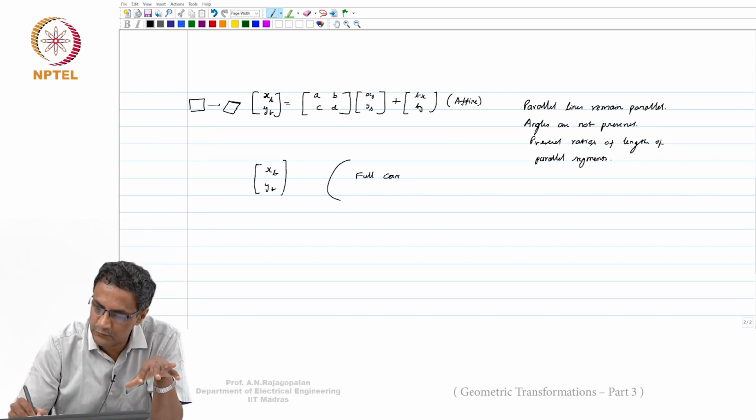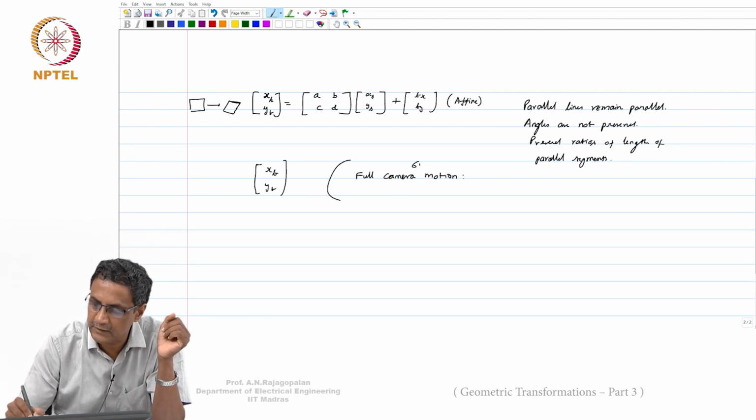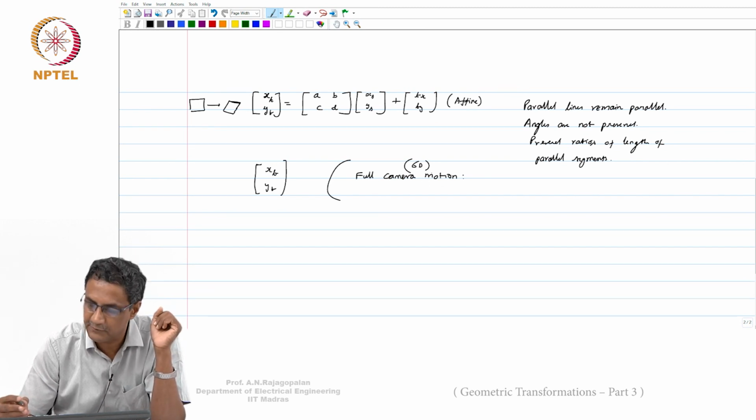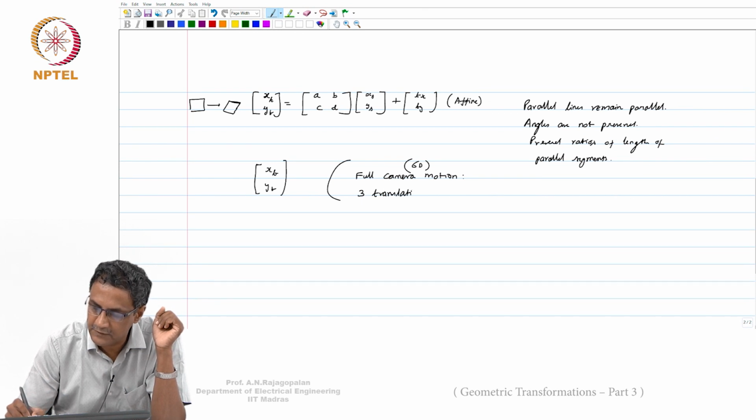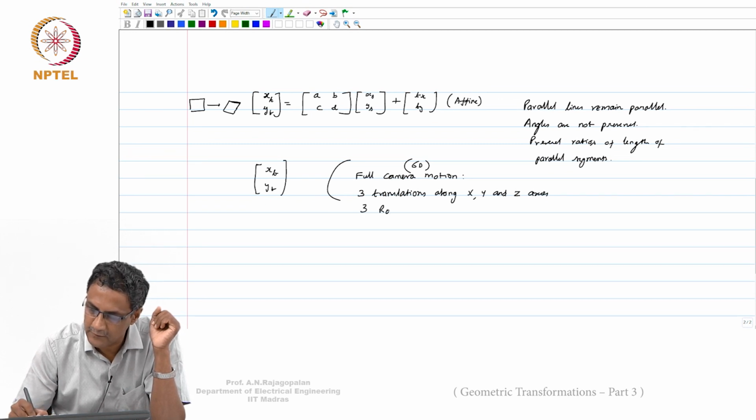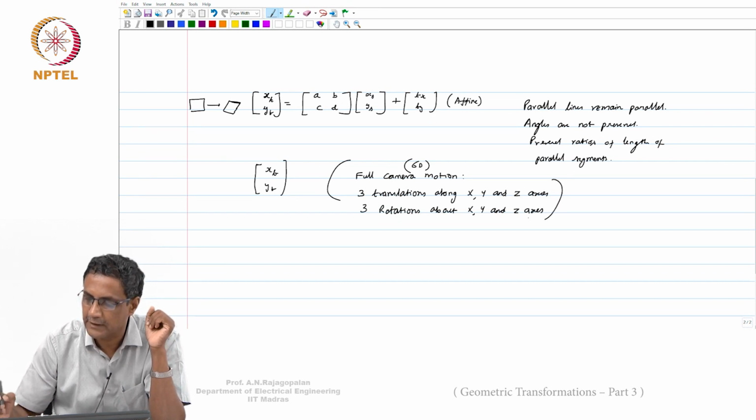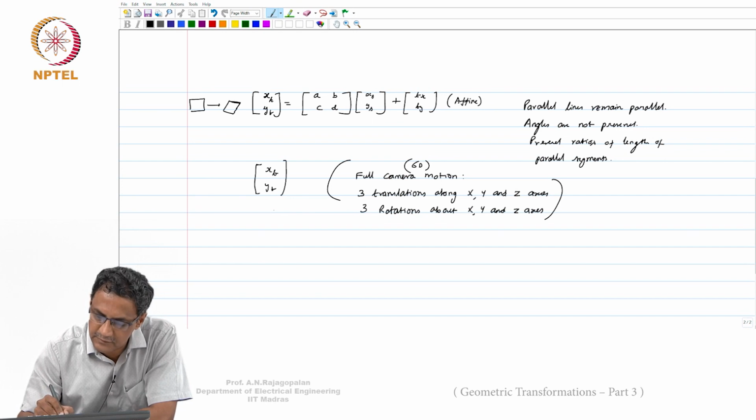When you have a full camera motion, what does that mean? We call it a 6D motion, by which we mean you can have 3 translations along x, y, and z axis, and 3 rotations about x, y, and z axis. This is the most general form.